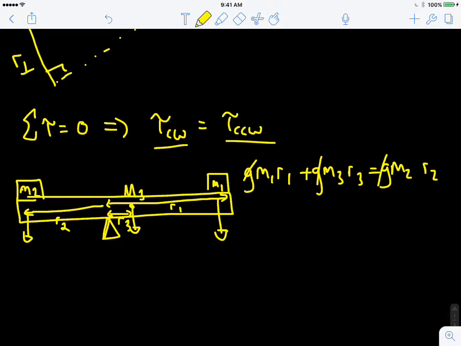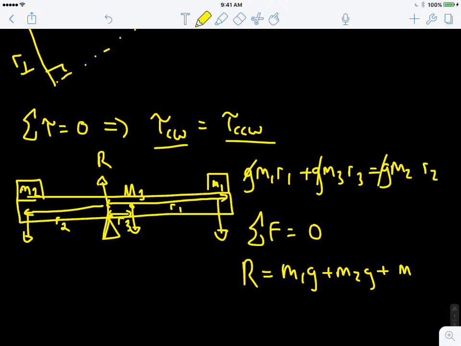But what we also know is that if the object is not rotating, it's also not accelerating up or down. And so we can also say the sum of the forces is equal to 0. And the reason this is important, we have a normal force here, which the IB calls a reaction force R. So we have one force going up, so that reaction force up is equal to m1g plus m2g plus m3g. This is sometimes helpful if you need to do simultaneous equations based on what you're given.